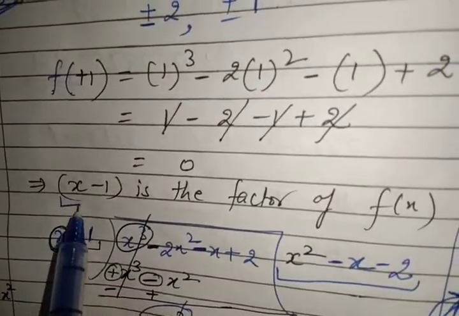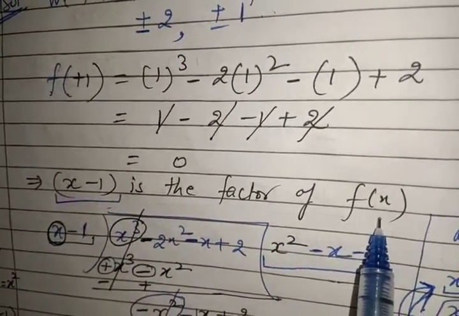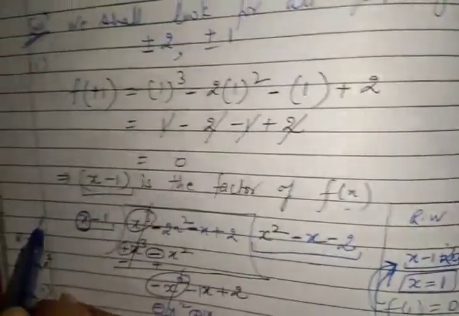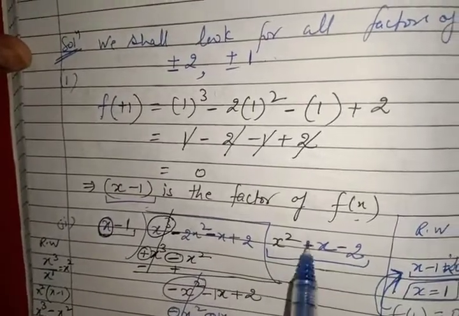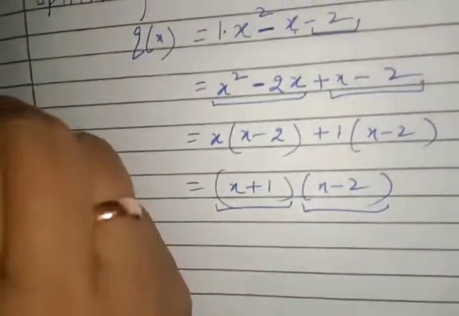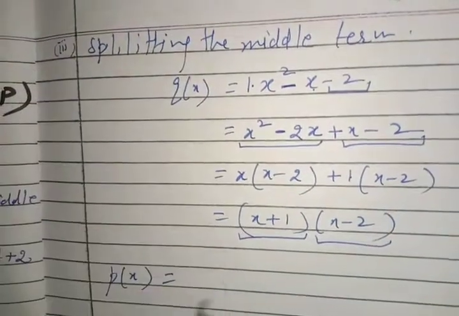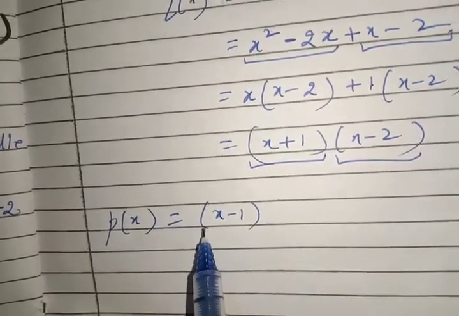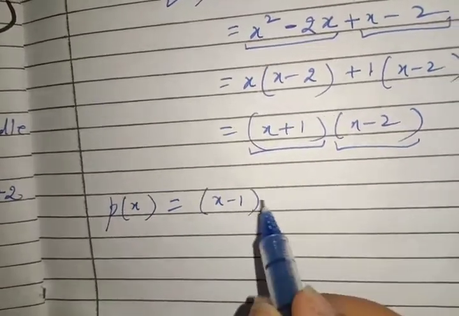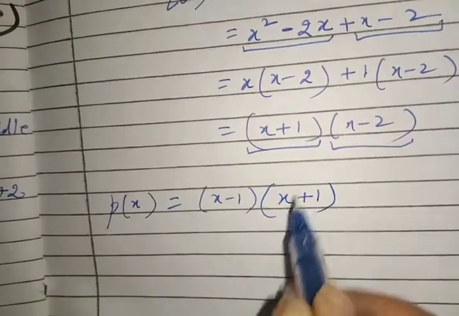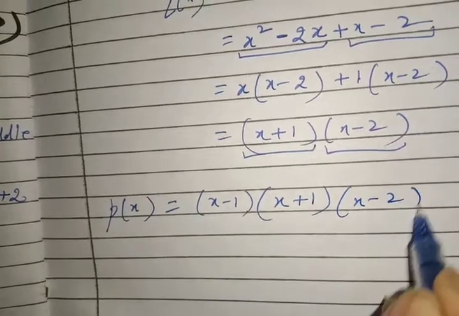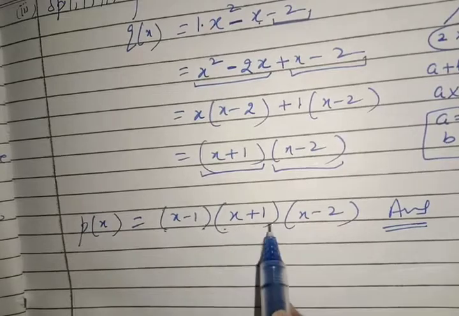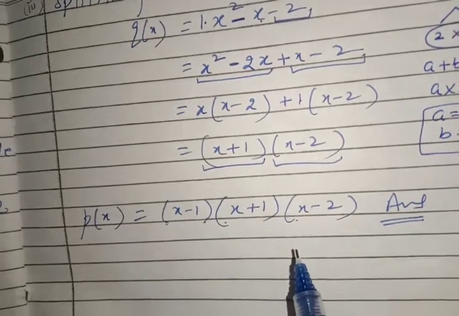One factor we have got here, that x minus 1 is the factor by the hit and trial method. This was the first step, hit and trial. This is the second step, long division, and third is splitting the middle term. And all factors we will club together. By hit and trial we have got x minus 1, and by splitting we have got these two factors. So this is our final answer, that one factor is x minus 1, the other is x plus 1, and the third one is x minus 2.